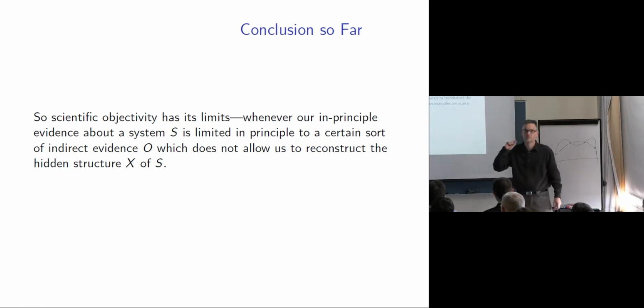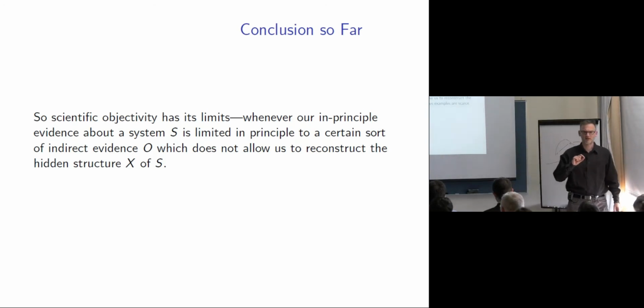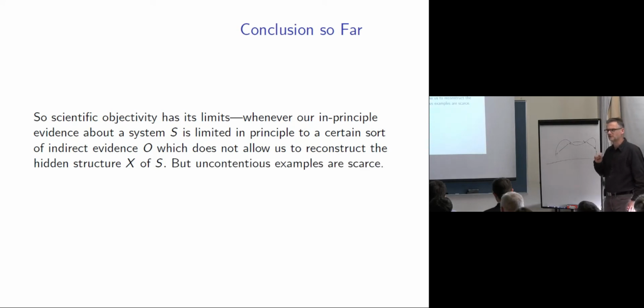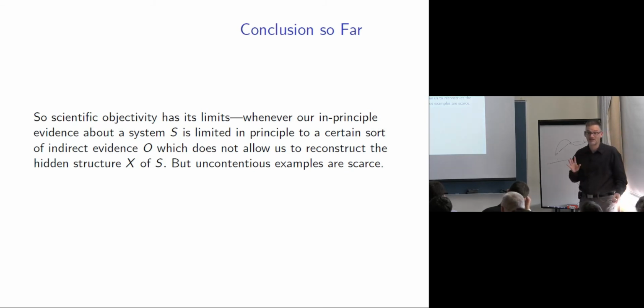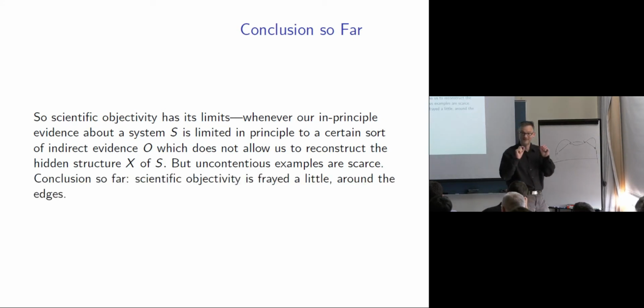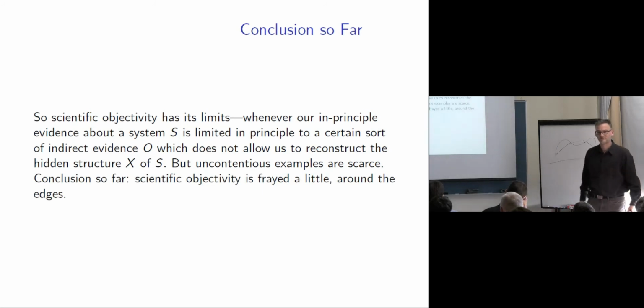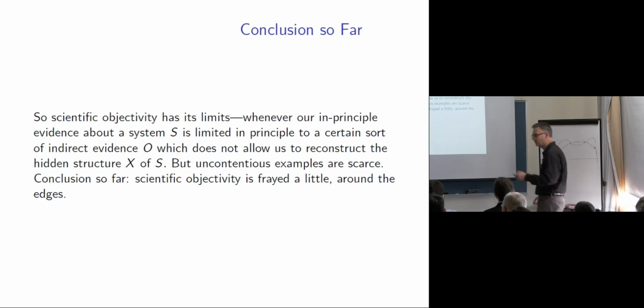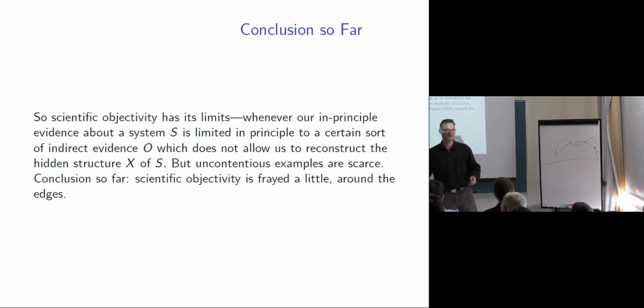But you should be thinking, yes, but it sounded like uncontentious examples were scarce, right? We had all that song and dance about proto-neutron stars. If that's the only limit to the objectivity of science, maybe I'm not so worried. So far, all I've got is that scientific objectivity is frayed a little around the edges, and maybe just a little. Good. And then the handout ends, because there is a punchline, but I didn't want people who read ahead to get to it.